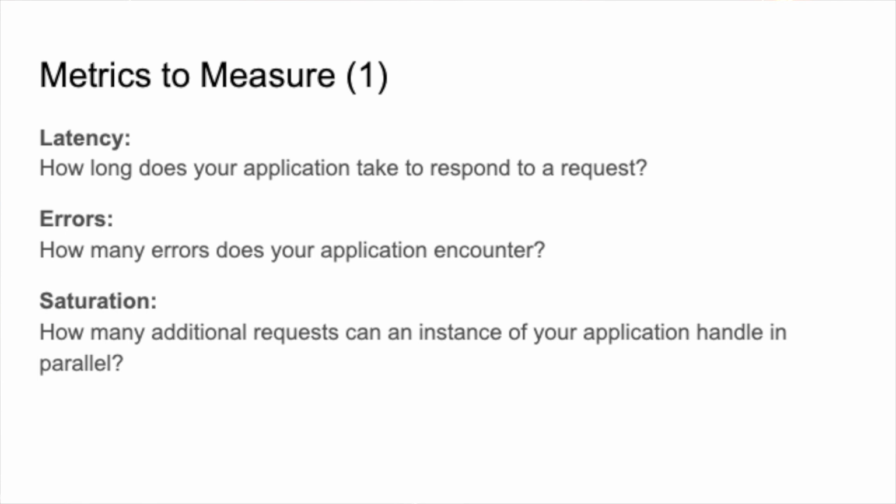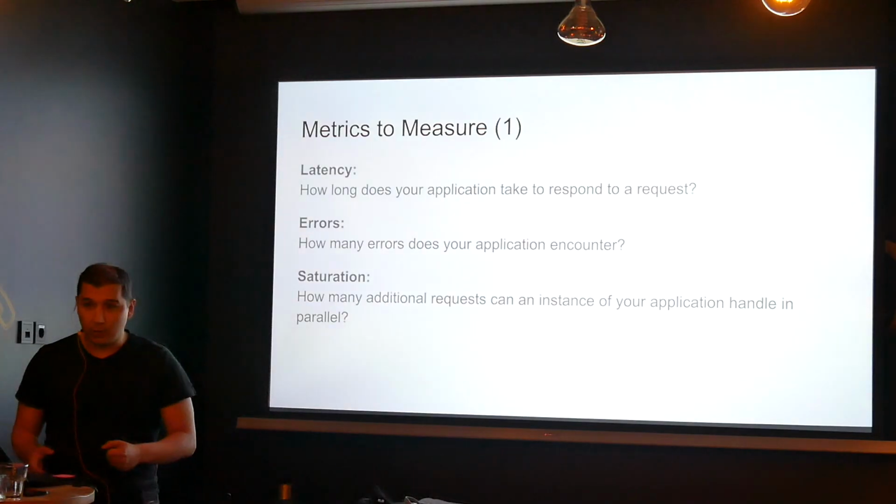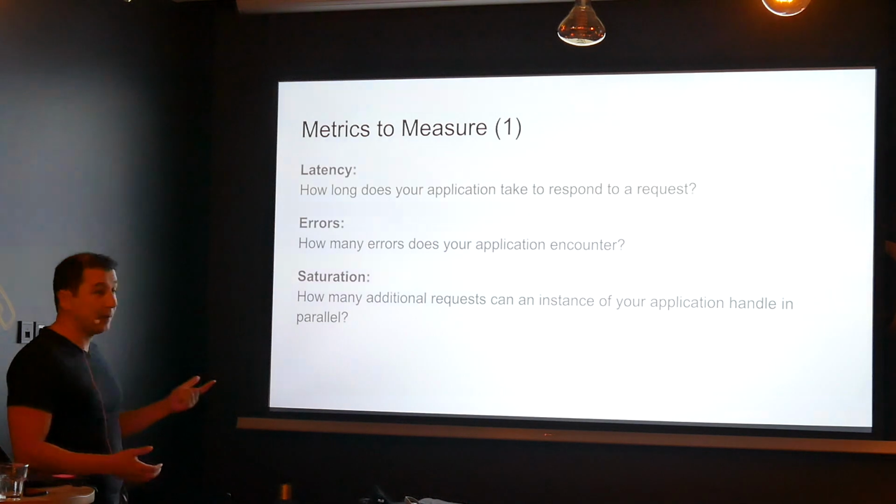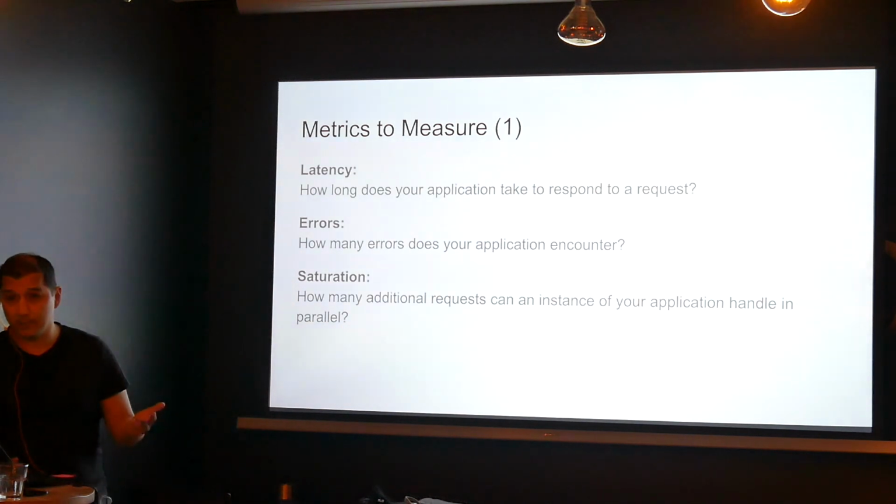So now we have this canary, and we have the baseline of the canary. What metrics do we even want to measure? If we go by the SRE book by Google, there are essentially three categories. One, latency. Second, errors. And the third one, saturation.